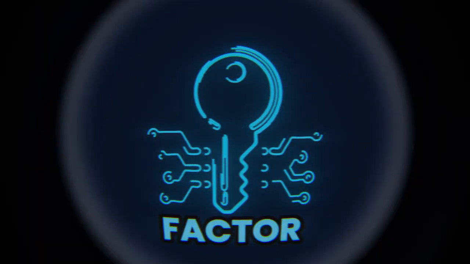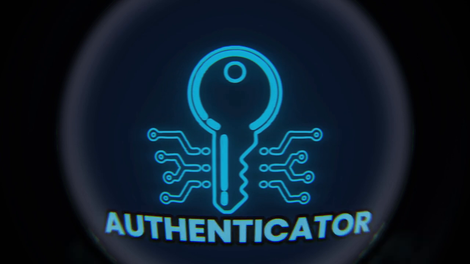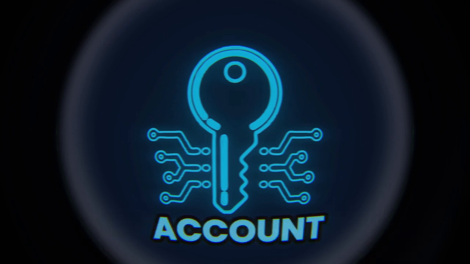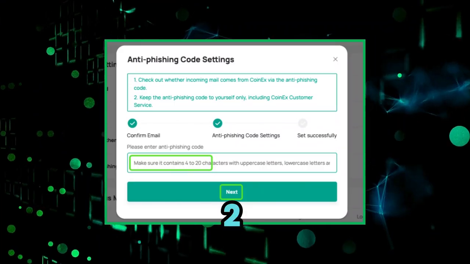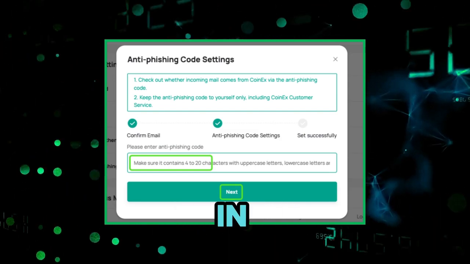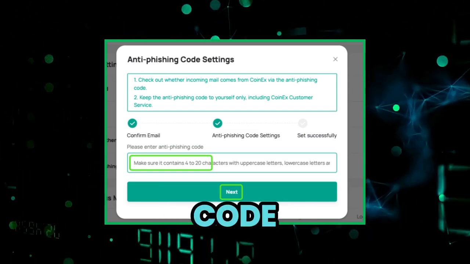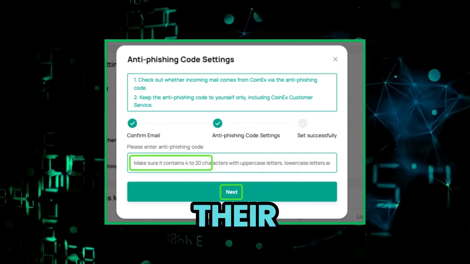It's crucial to keep your account secure. 1. Two-factor authentication, 2FA. Enable 2FA by downloading an authenticator app and linking it to your Coinex account. This adds an extra layer of security. 2. Anti-phishing code. Set up an anti-phishing code in your account settings. This code will appear in all official emails from Coinex, helping you verify their authenticity.